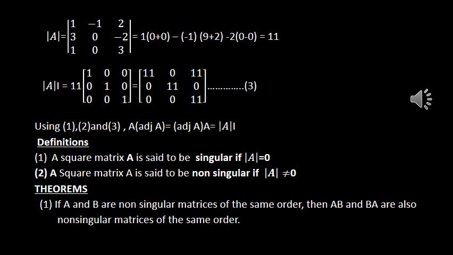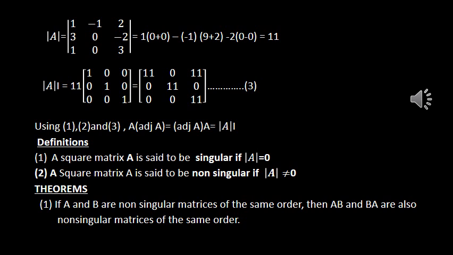Usually, we know that matrix multiplication is not always commutative. But here it is commutative. The product of any matrix with its adjoint is commutative. So A into adjoint A is equal to adjoint A into A is equal to the determinant of the matrix multiplied by the identity matrix. This is an important result.